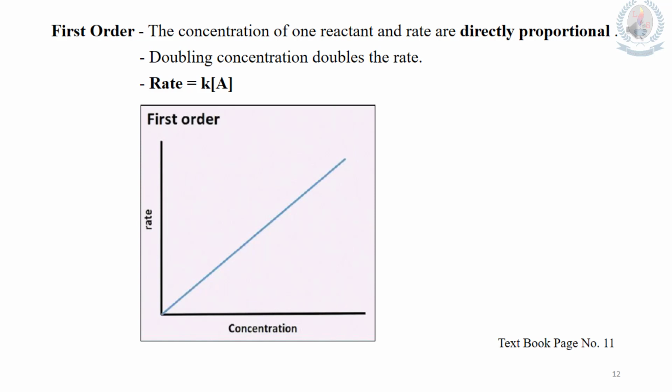Actually, the concentration of the reactant and the rate of reaction are directly proportional. When we double the concentration, it doubles the rate of reaction. So we can give the rate equation: rate equals k [A].